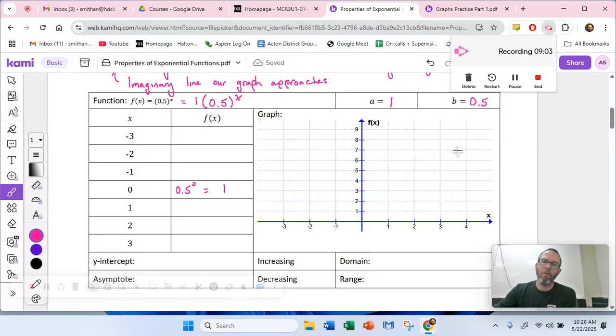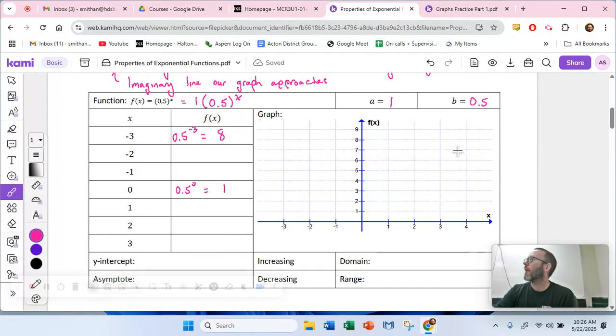So you can just slam these out. 0.5 to the power of -3. You guys should have got 8, right? You guys get 8? After you do a couple, you see the pattern. 0.5 to the power of -2 is equal to 4. 0.5 to the power of -1 is equal to 2. You guys see the pattern for this one?